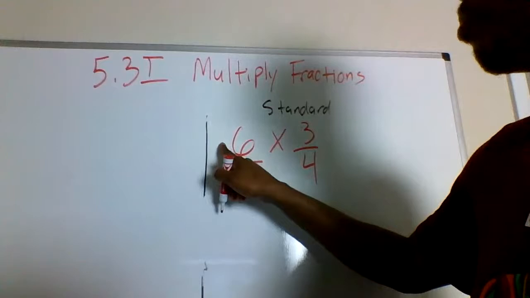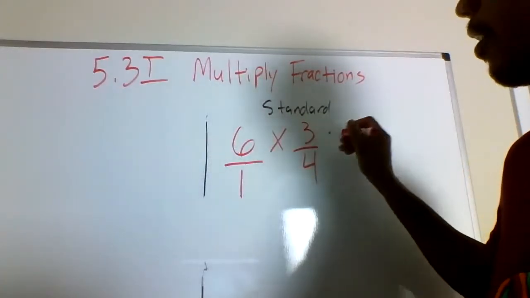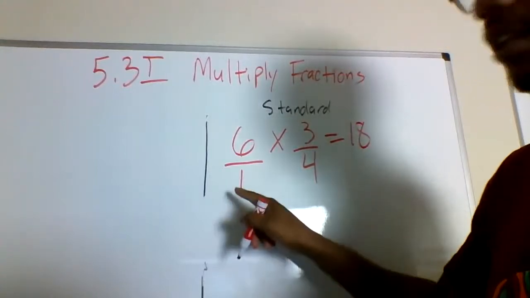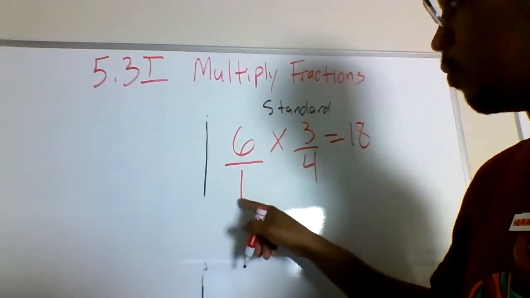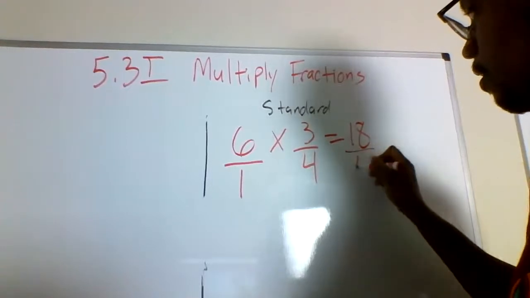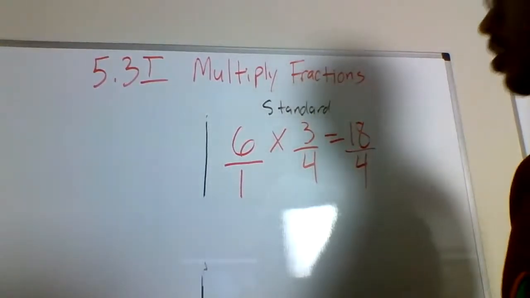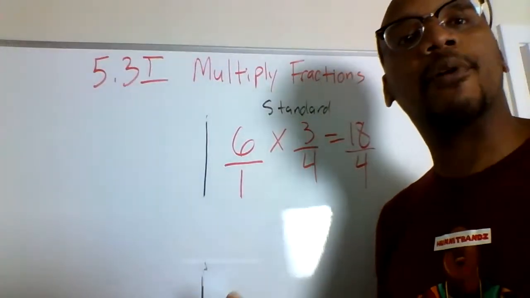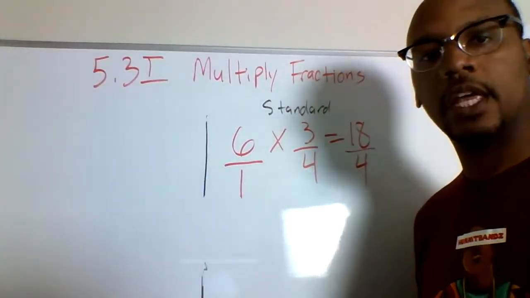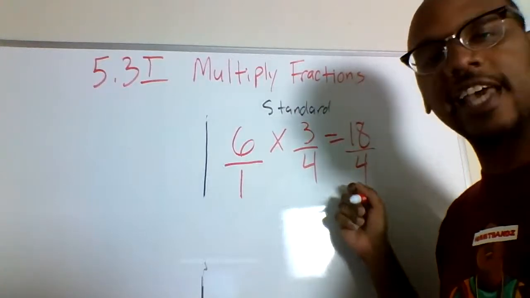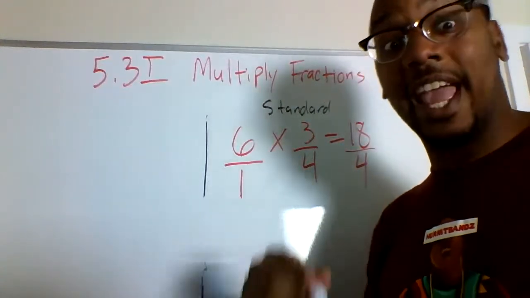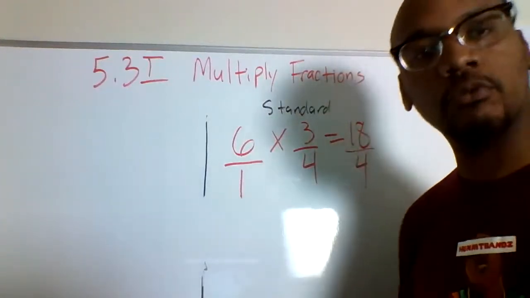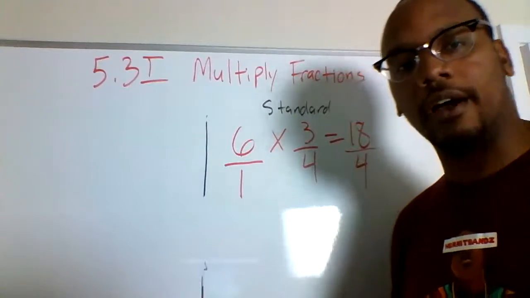Step number 2, multiply across. Numerator times numerator. 6 times 3 is 18. Then denominator times denominator. 1 times 4 is 4. So you have 18 over 4. But it is an improper fraction. All right? If it takes 4 pieces to make a whole, and you have 18 pieces, that means you have some wholes inside of this numerator. And your job is to get them all out.